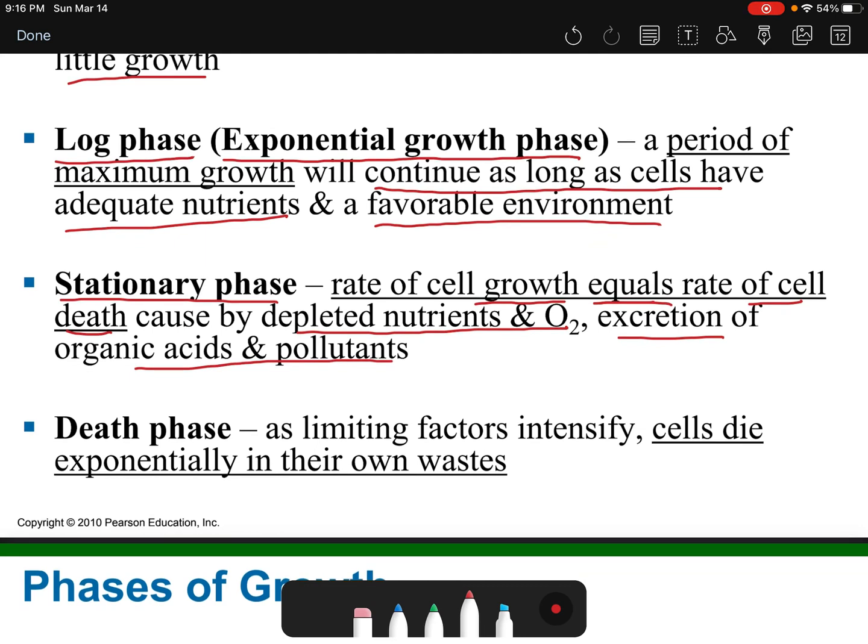Eventually, you'll go into the death phase, and that's when the limiting factors intensify. More and more waste builds up, and there are fewer nutrients and less oxygen available. Basically now the microbes just start dying exponentially in their own waste, and you'll see a sharp decline in the growth curve again.